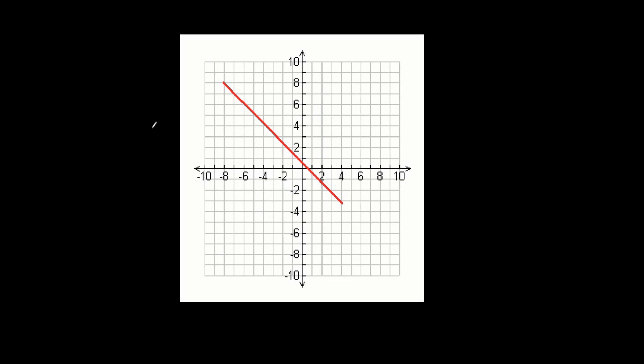So now we will be looking at the slope of this line, and first we must draw in our vertical and horizontal line to make our right triangle and to get our rise and run. So let's do that here. So this is our horizontal line, and our vertical line would be here. So we have our rise here, which is our vertical line. This is our rise.